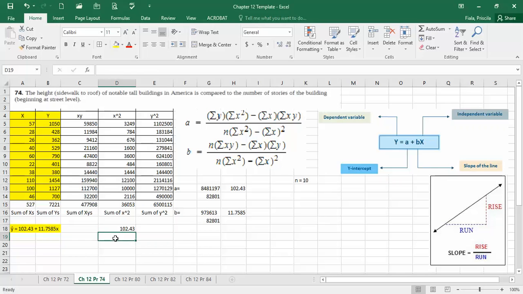And then you want to know your slope now, B. So let's type SLOPE. Which ones are the y's? Which ones are the x's?